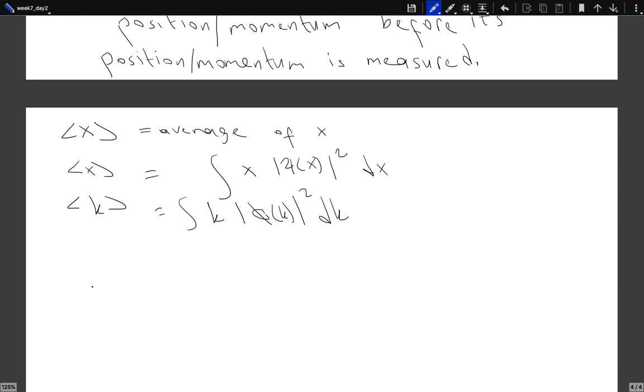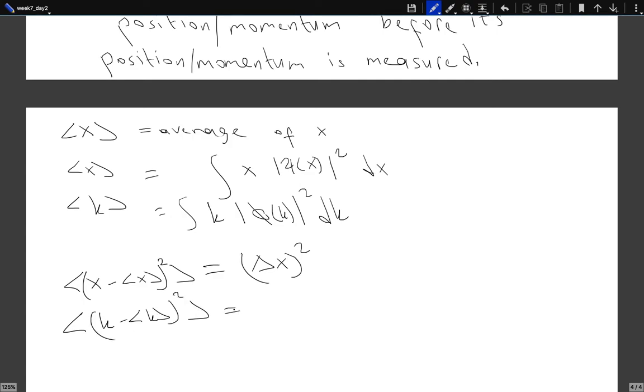Then you can look at x minus the average of x. Now, if you look at the average of this thing, so how much your x values change from the average, this is just 0. So what you look at is the square of this one. This is what we define as delta x squared. And similarly, k minus the average of k squared, and its average, this is what we call delta k squared. The product of these things is always larger than or equal to 1/2.